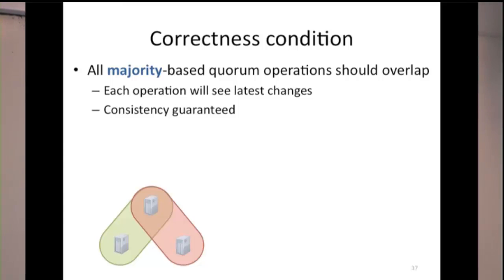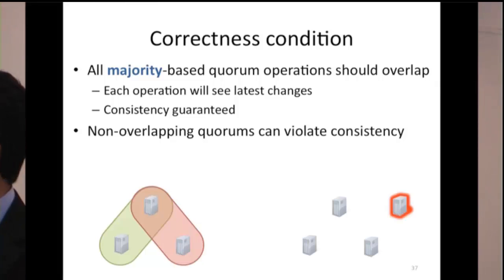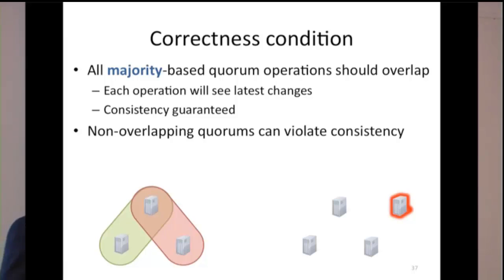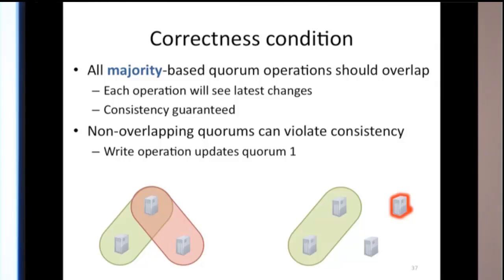If you have non-overlapping quorums, that's when you will violate consistency. For example, here, if you had 3 replicas, let's ignore this replica for now, and you have an operation that updates these nodes. It's a majority-based quorum. Now, if you want to do a read, and you did not pick a majority, you just pick one node, you might read from this one and get an old value. So, first of all, you have to read from a quorum.